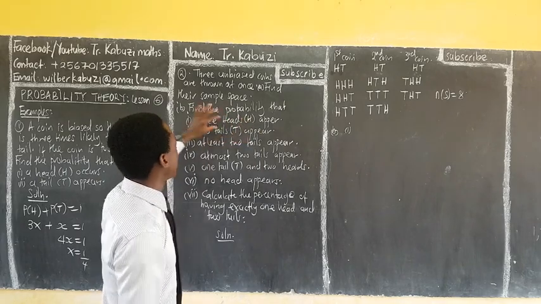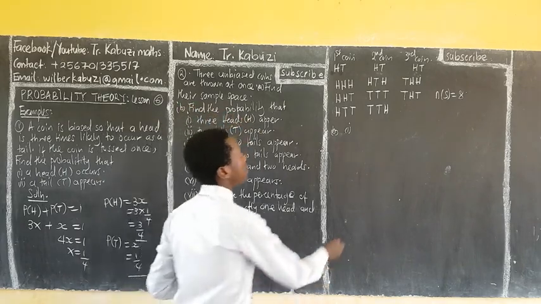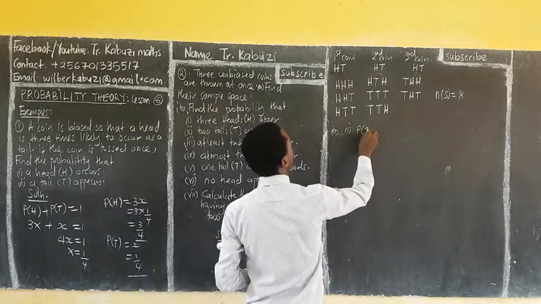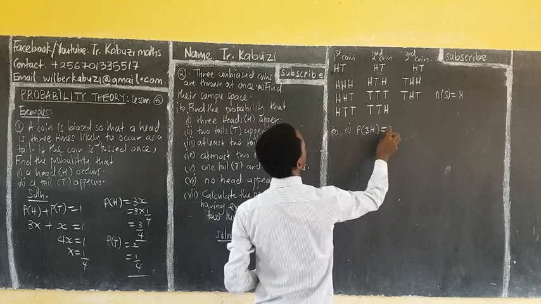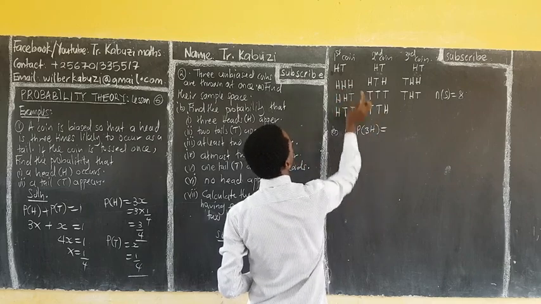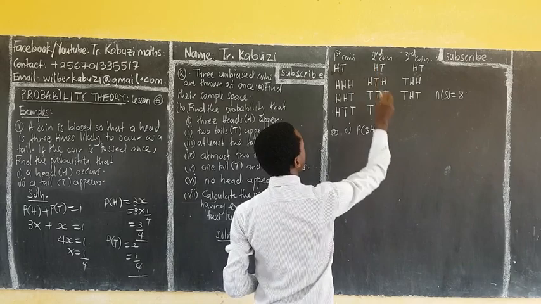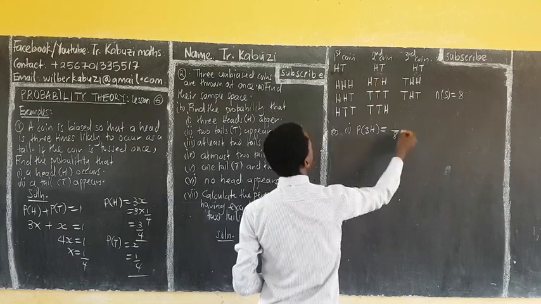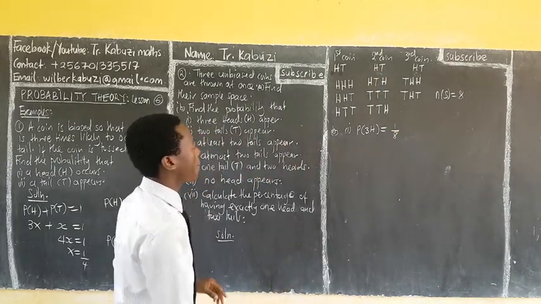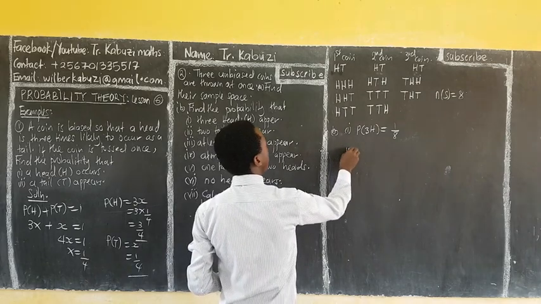Find the probability that 3 heads appear. So the probability of 3 heads: we have these as 3 heads. It's only once in 8 chances. Then Roman numeral 2.